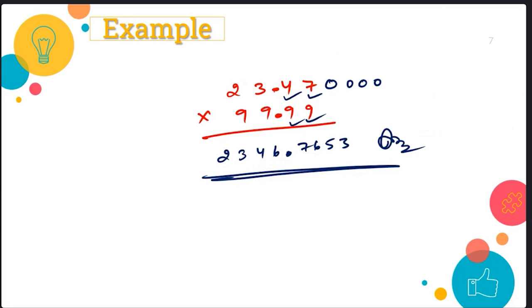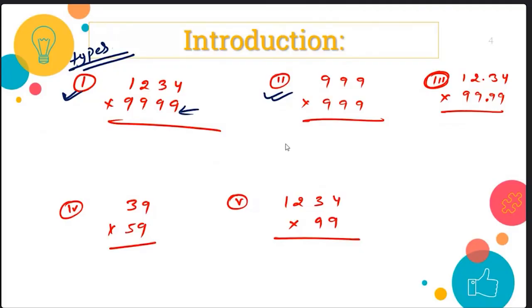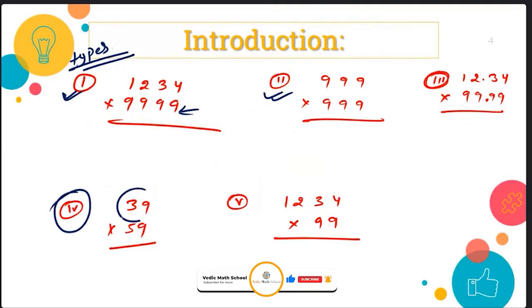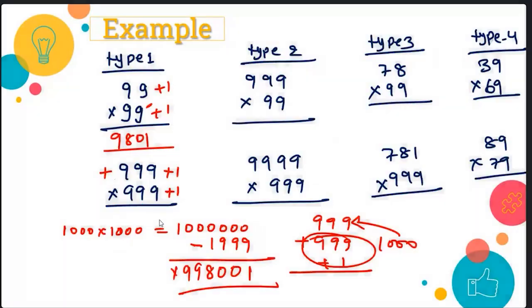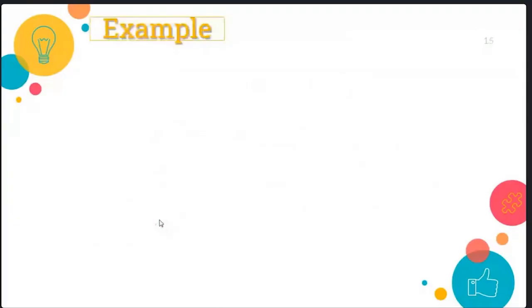Yes, sir. Now, the last topic is very interesting and most of you find it very difficult. That I'm going to discuss, and that is the fourth problem, 39 into 59. There are many problems of this type. Now you can do it very easily. I will show you some of the problems and then you will realize this. So suppose there is the number 39 into 59.